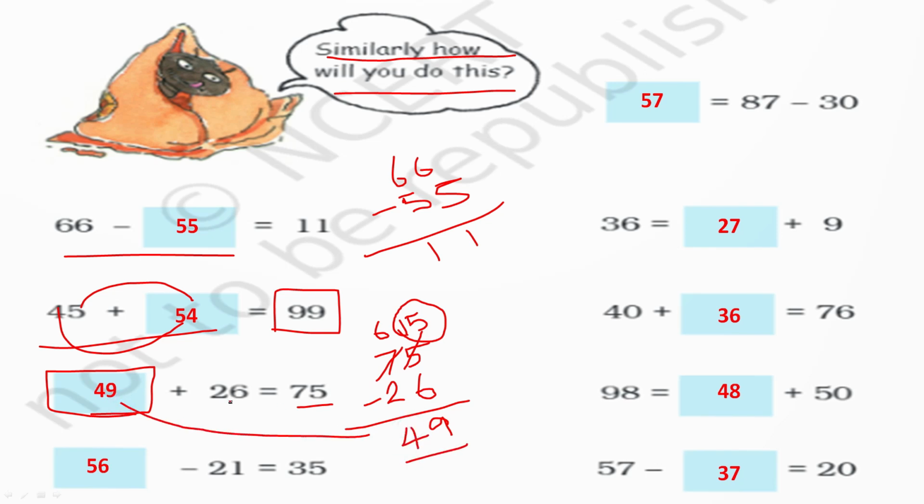How we are getting? Subtracting 75 minus 26. Okay. 56 you should get. How? Dash minus 21. The answer is 35. So for this you just add 35 plus 21. 35 adding 21, you will get 56.